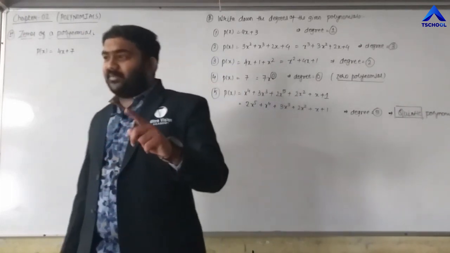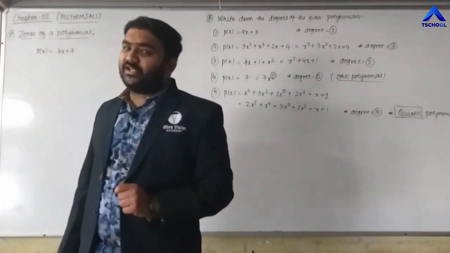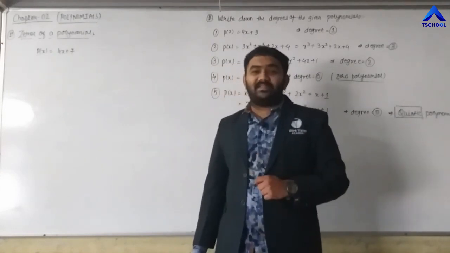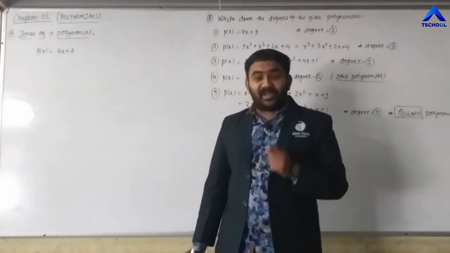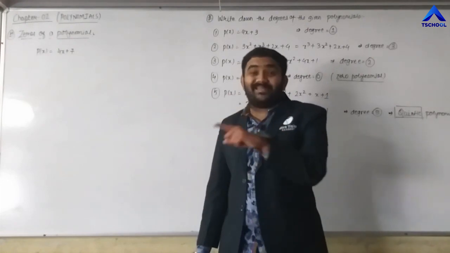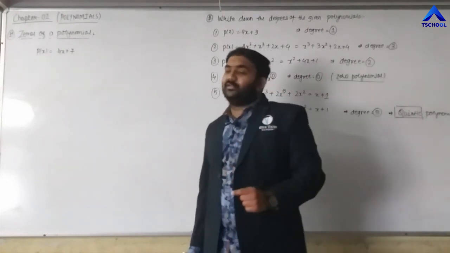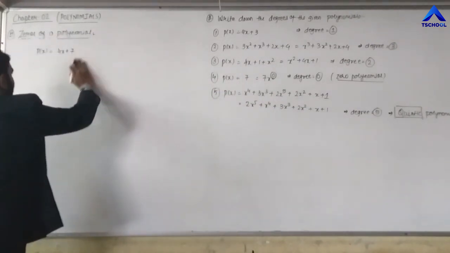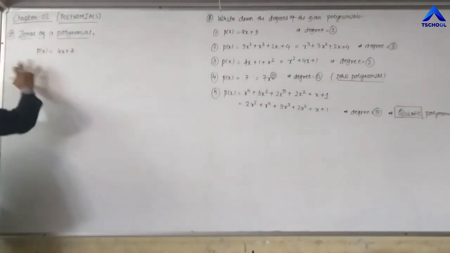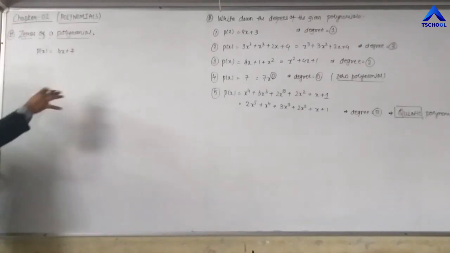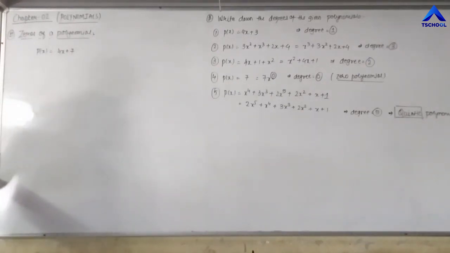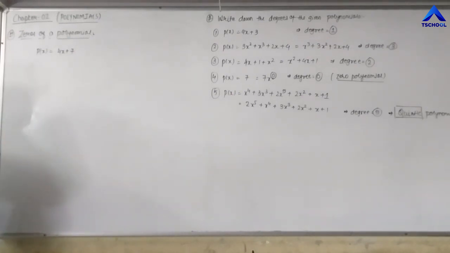So again I am repeating, the value of the variable x present in the polynomial at which the polynomial becomes 0. So let me define it here: if I want to make this whole polynomial 0, then what should I place here in place of x? What should I put here in place of x?